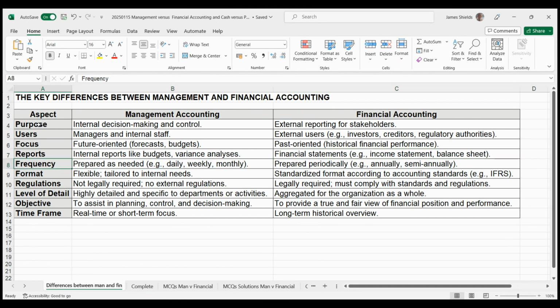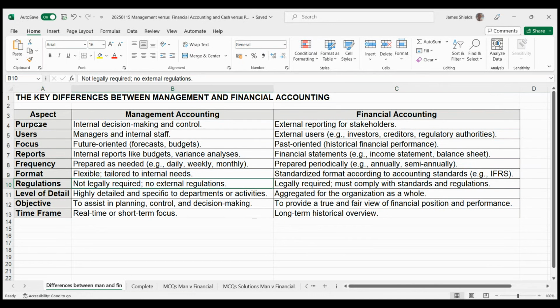The frequency: management accounting is prepared when it's needed. It could be daily, it could be weekly, it could be monthly. Financial accounting is prepared periodically, usually annually or 6 monthly and occasionally quarterly. The format: management accounting is flexible, it's tailored to meet the internal needs of the organisation. Financial accounting is a standardized format according to accounting standards, for example, international financial reporting standards.